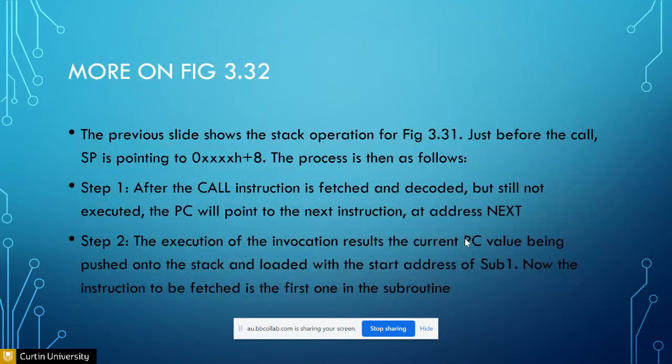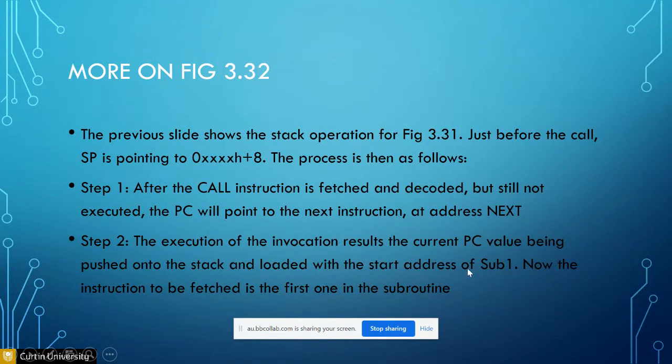So I think I've roughly explained to you. Just before the call, the stack pointer is pointing to +8. So this is an indexing way of accessing the memory. After step 1, after the call instruction is fetched and decoded but still not executed, PC will point to the next instruction. The execution of the invocation results in the current PC value being pushed onto the stack and loaded with the start address of subroutine 1.